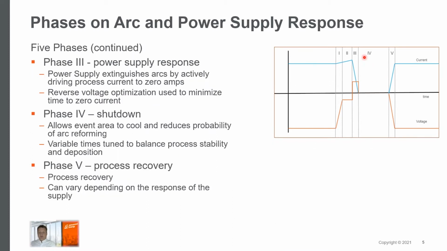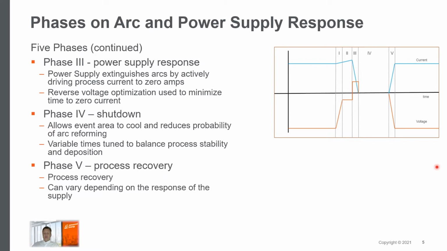Phase 3 here is the time that the power supply is actively responding to the arc. Some supplies simply shut down, turn off power, and the energy stored in the output of the power supply and in the cable is then delivered into the arc. Those will have slightly higher arc energies. Some supplies actively divert the power from the chamber and provide an active voltage reversal to drive the current to 0.